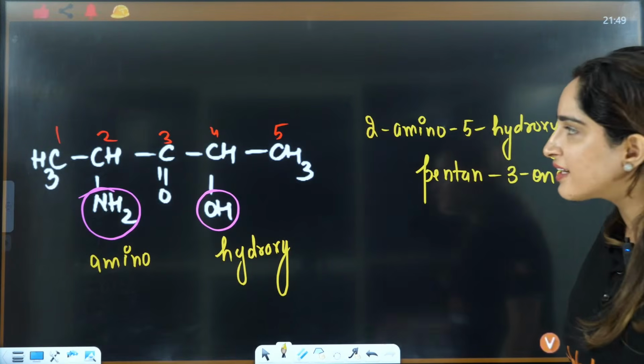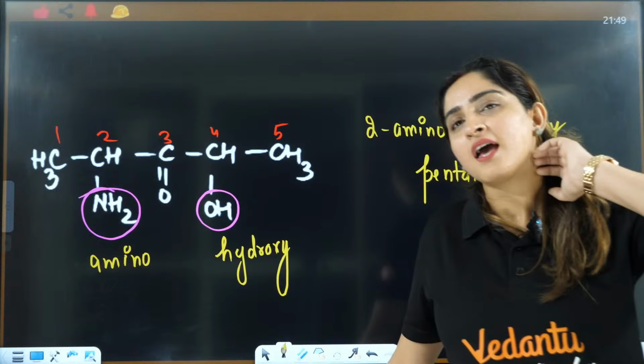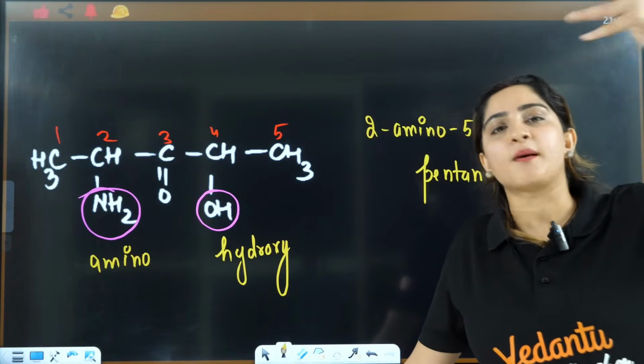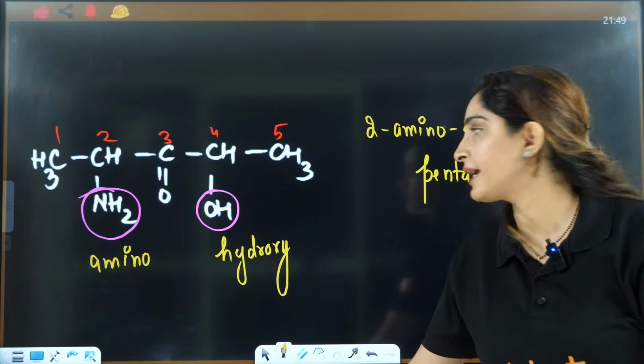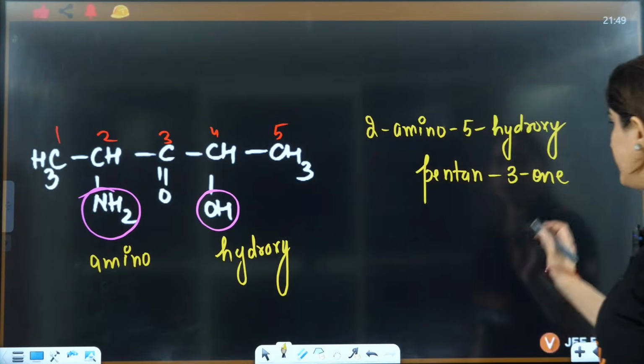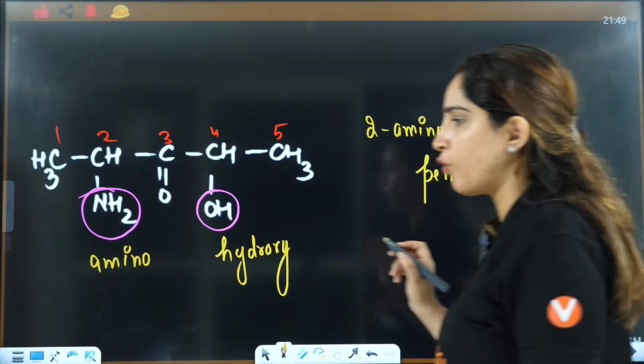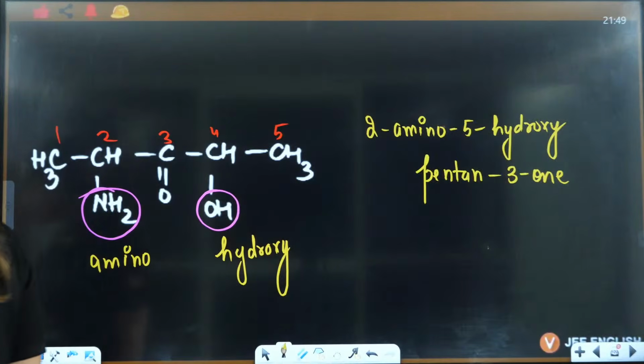Why? Because here ketone is not the substituent. It is the main group. So we will write one only, right? On only. So it will be pentane 3-one. Okay? Yes, everybody.